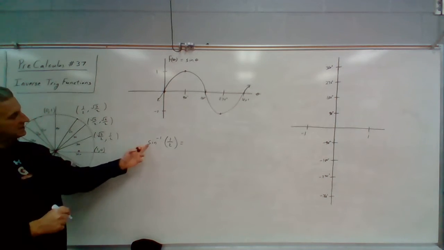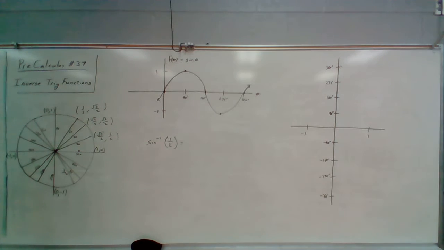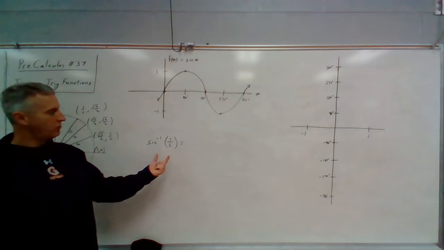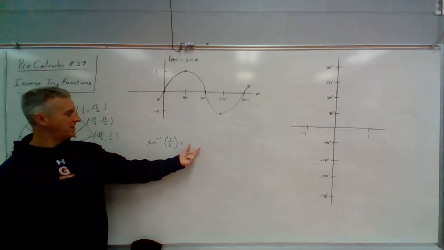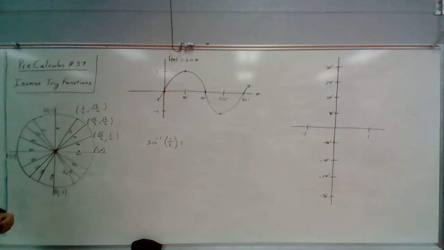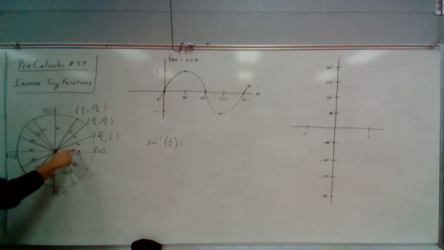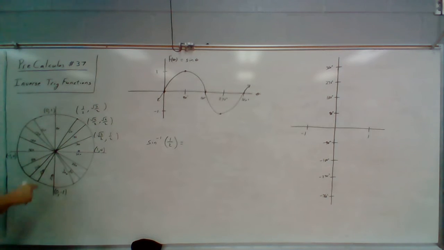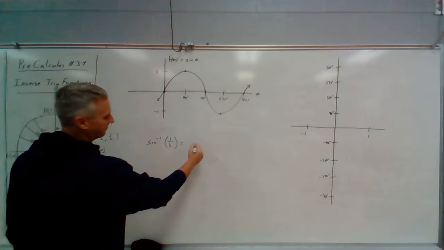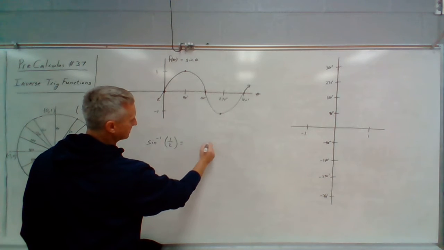So say I ask you for the sine inverse of 1/2. So what I'm wanting to know is the sine of what angles will give you a value of 1/2. So we can look at the unit circle, and we see that if I did the sine of 30 degrees, I get 1/2. So sine inverse of 1/2 would be 30 degrees.